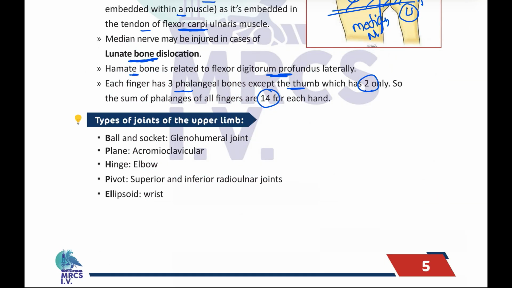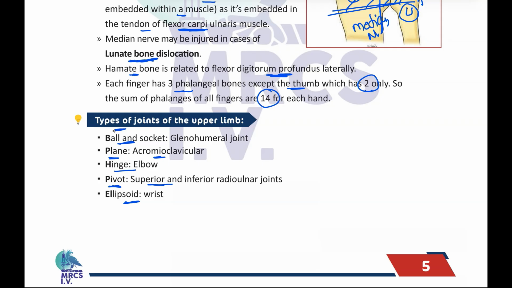So, just an overview about the type of joints. Shoulder joint is a ball and socket joint. Acromioclavicular joint is a plane joint. Elbow joint is a hinge joint. The superior and inferior radioulnar joints are pivot joints, and the wrist is an ellipsoidal joint.